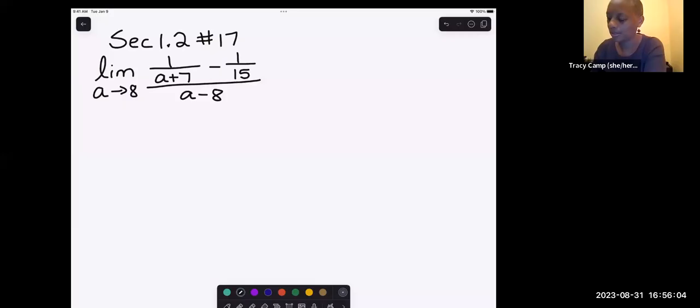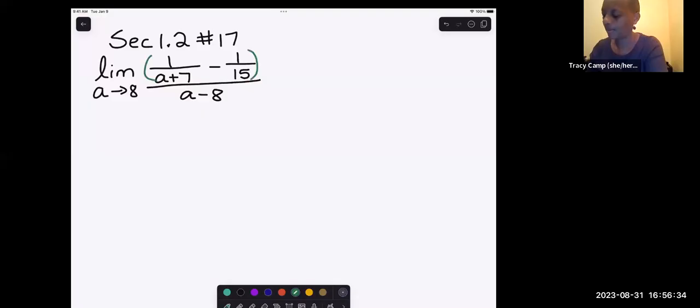So I notice my denominators that are making, first of all, I should say, I do notice that if I plug in 8 for a, I get 0 in my denominator. So I can't just plug in right away. So I'm going to simplify this complex fraction, and I'm just noticing that the denominators that are making this complex are the a plus 7 and the 15. So that's what I'm going to multiply these by.